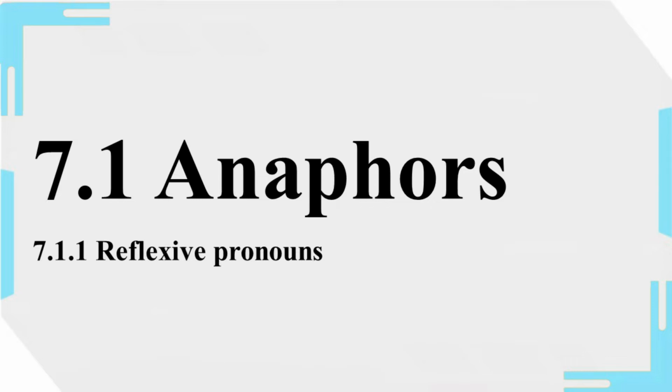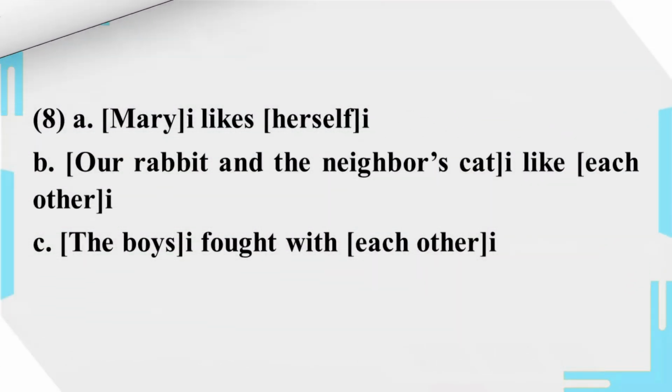We begin with reflexives. How do reflexives differ from pronouns? The reflexives seem to minimally differ from pronouns in that they cannot be used in a sentence unless there is another co-referential DP in the same sentence. Let's examine these sentences. Mary likes herself. Our rabbit and the neighbor's cat like each other. The boys fought with each other.